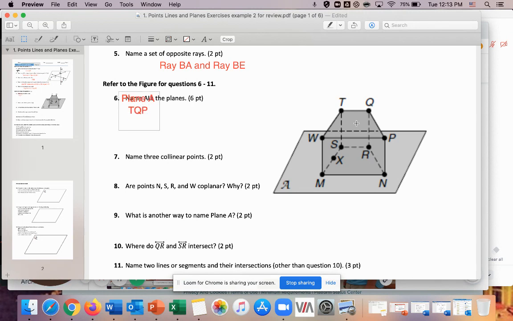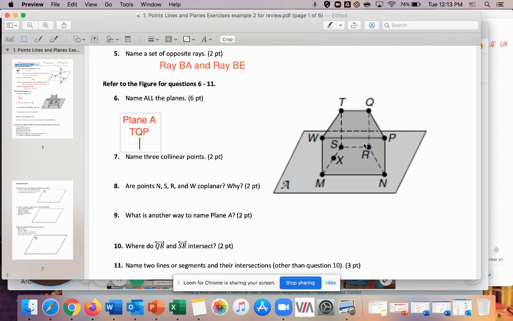All right, and let's see if we can lower that a little bit. And then we've got the 4 sides. Okay, so there should be 6 planes here altogether.